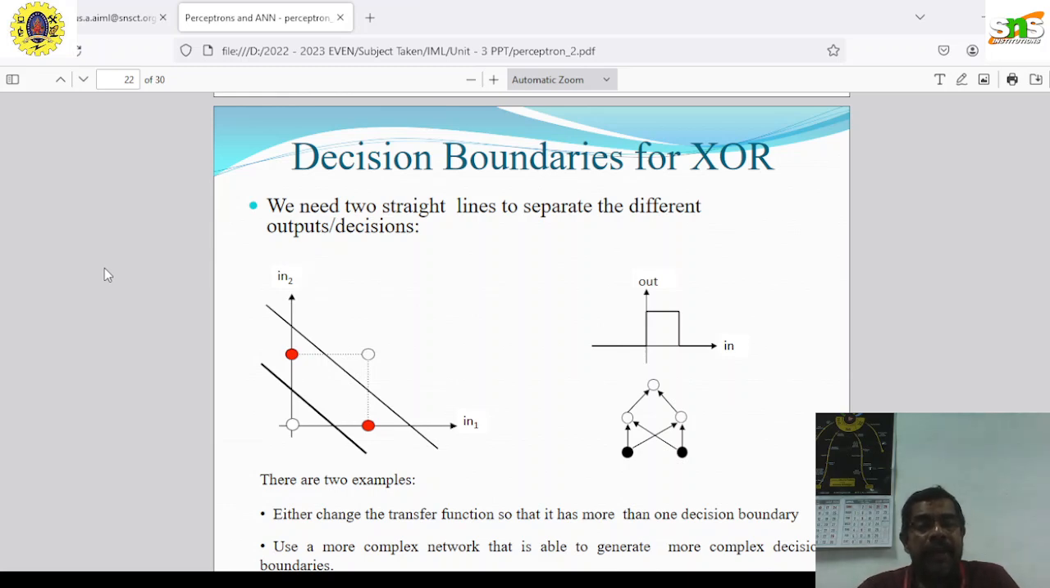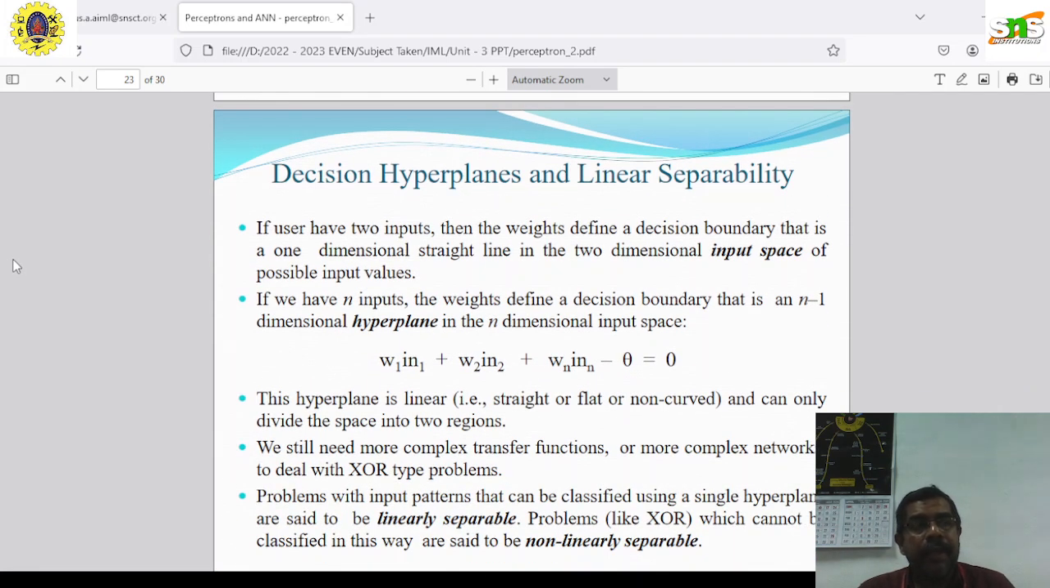So either we change the transfer function so it has more than one decision boundary, or use a more complex network that is able to generate more complex decision boundaries. Now we go on to decision hyperplanes and linear separability.